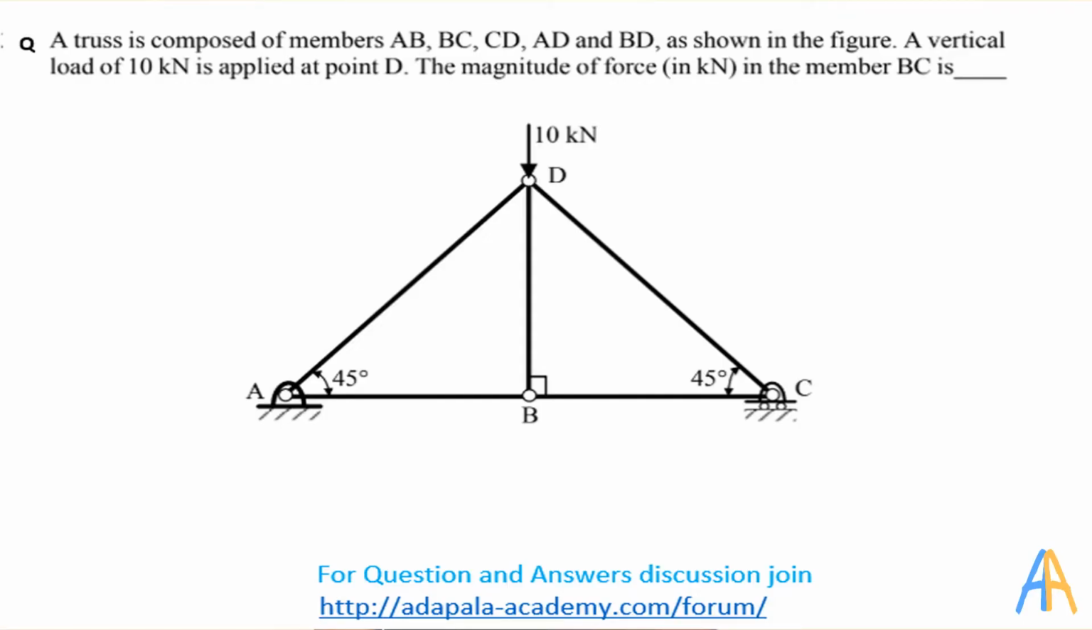A truss is composed of members AB, BC, CD, AD and BD as shown in the figure. A vertical load of 10 kN is applied at the point D. Find the magnitude of force in kilonewton in the member BC.